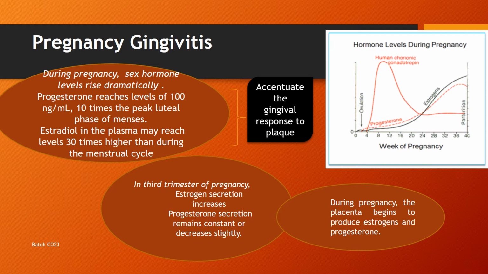Whereas estrogen secretion increases, progesterone secretion remains constant or decreases slightly. So during pregnancy, there will be an increased amount of estrogen and progesterone. They have found that the placenta begins to produce estrogens and progesterone. So that is the main reason for this much higher increase in the sex hormones.